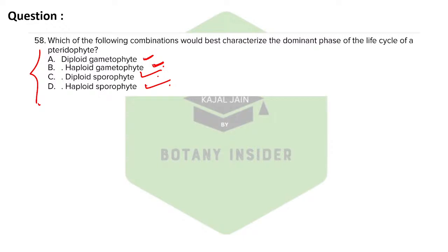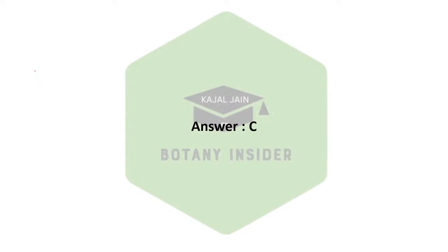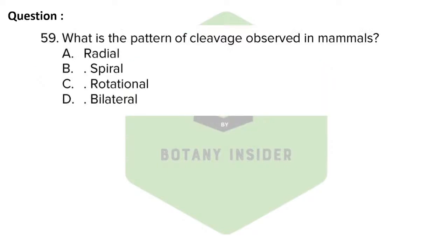Which of the following combinations would best characterize the diploid phase of the life cycle of the pteridophyte? Very simple question. The answer for this particular question will be that it was a diploid sporophyte, right? Easy question. Answer is option number C.